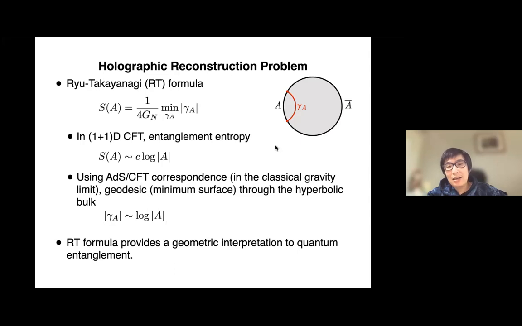But then one can show that this geodesic length is proportional to the log of the size of this boundary region A, if the geodesic starts from one entanglement cut and ends at the other entanglement cut. So this log A dependence is a very strong hint that entanglement entropy can really be interpreted as a geometric quantity in a system of one higher dimension. So the Ryu-Takayanagi formula basically provides a geometric interpretation to quantum entanglement.